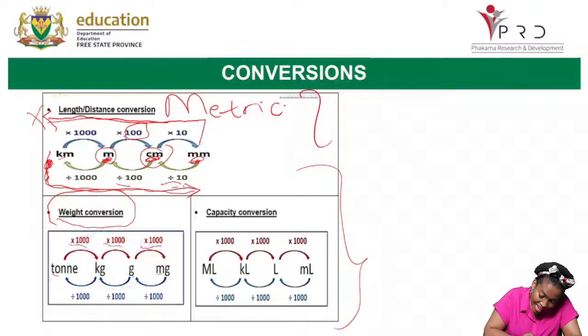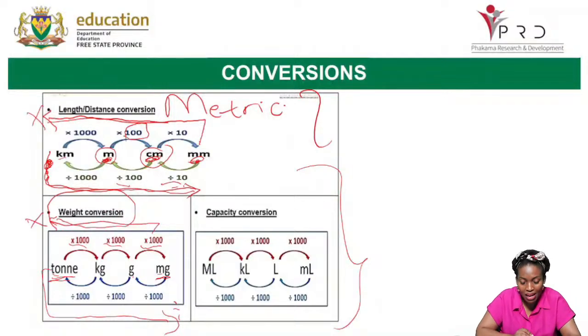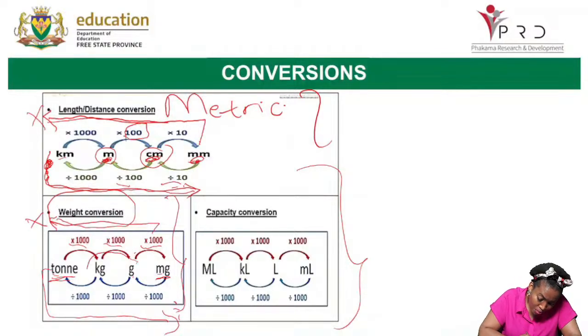Again, a ton is the biggest unit and a milligram is your smallest unit. If you are moving from a bigger unit to a smaller unit, you are always going to divide. But if you are moving from a smaller one to a bigger unit, you are always going to multiply. You are expected to know this by heart. The most common conversion that they will ask you is between grams and kilograms.